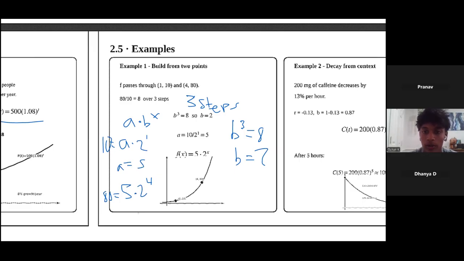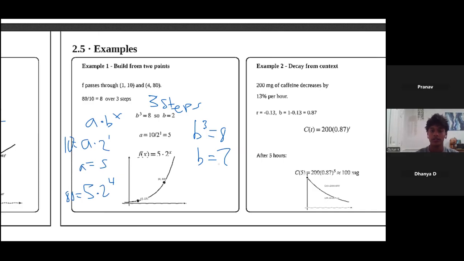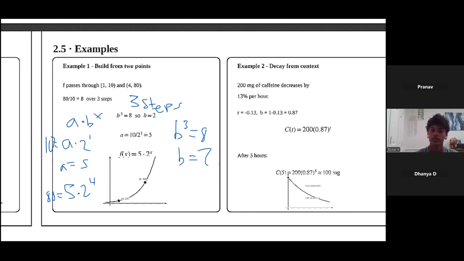Here, 200 milligrams of caffeine decreases by 13% each hour. So 200 is our original, by the way. This is our A value, when time is 0. And then 1 minus 13%. We divide 13% by 100 to get the percent in the form of a decimal. So 1 minus 0.13 to the power of t, which is the same as 0.87 to the power of t.